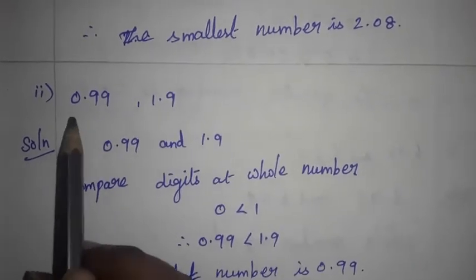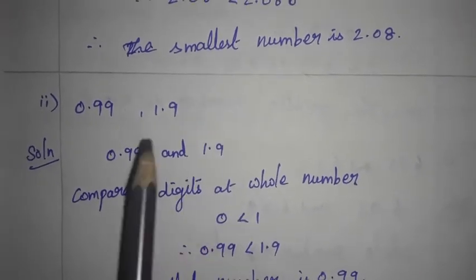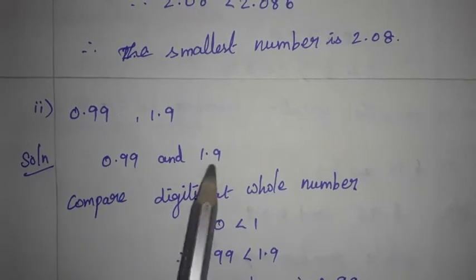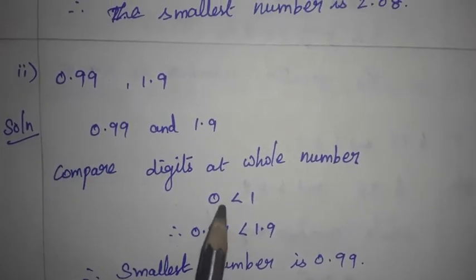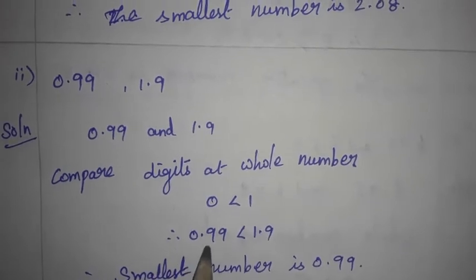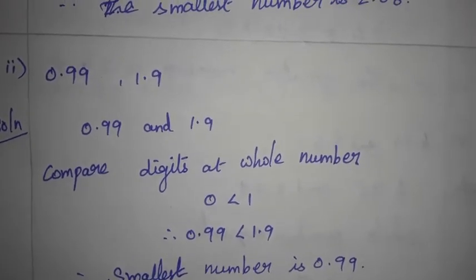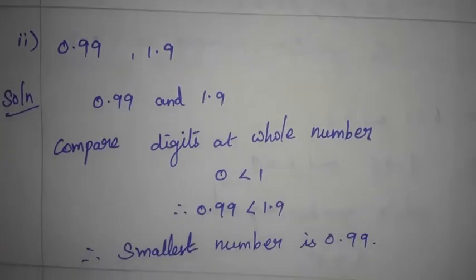The second sum, 0.99 and 1.9. Here if we compare the whole number itself, we can say that 0 is less than 1. Therefore 0.99 is less than 1.9. Therefore the smallest number is 0.99.